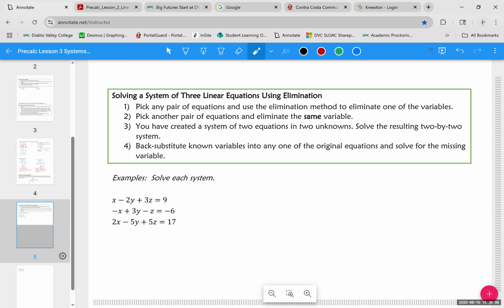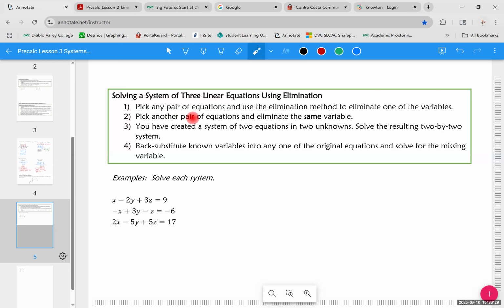So what you basically need to do is eliminate one of the variables twice. So you're going to pick any pair of equations and use the elimination method to eliminate one of the variables. Okay, so in this first example, I could take equation 1 and 2 and add them together because immediately the x would cancel. So that seems like a nice first step.